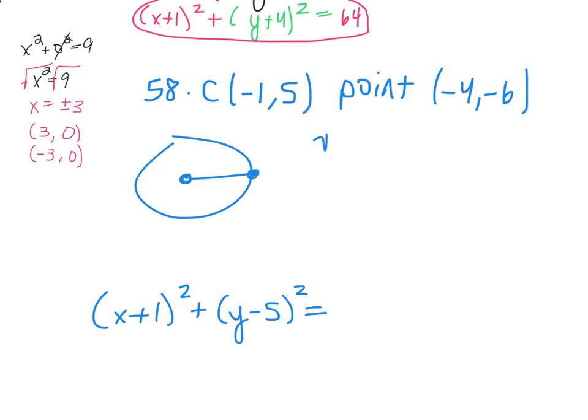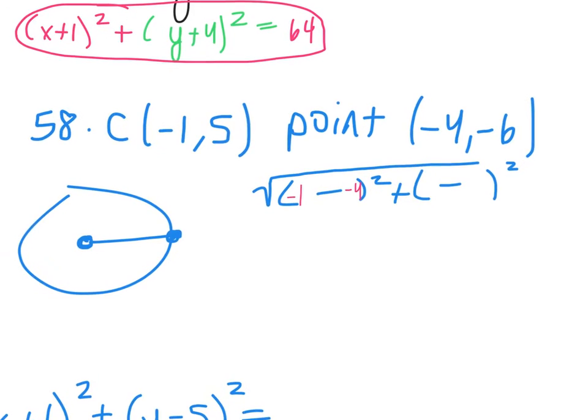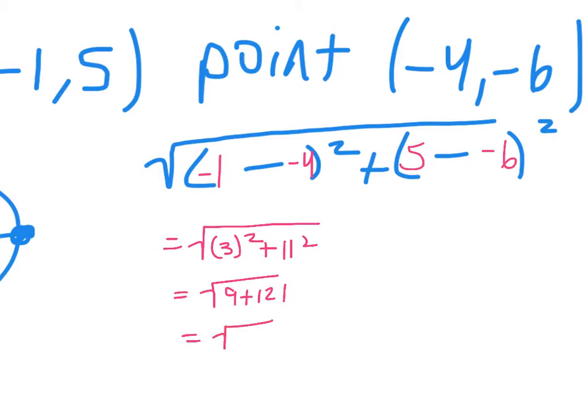What formula do I use to find the radius? The distance. We've got to find the distance, how far it is from one side to the other. So what are your x values? -1 and -4. What are your y values? 5 and -6. So if I simplify this, guys, what's -1 plus 4? So it's 3 squared plus, what's 5 plus 6? 11 squared. So 9 plus 121 equals what?